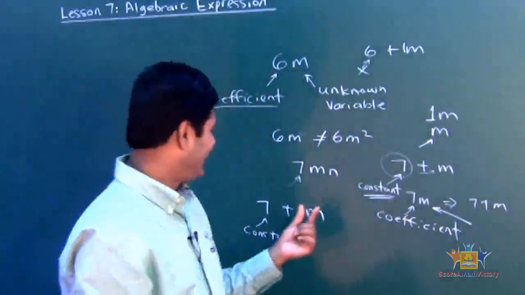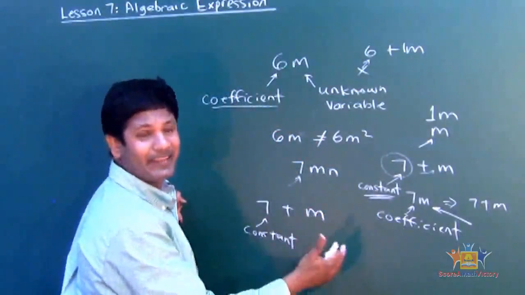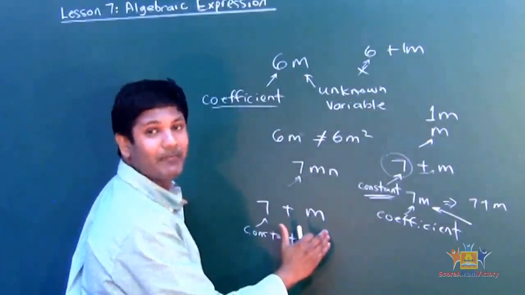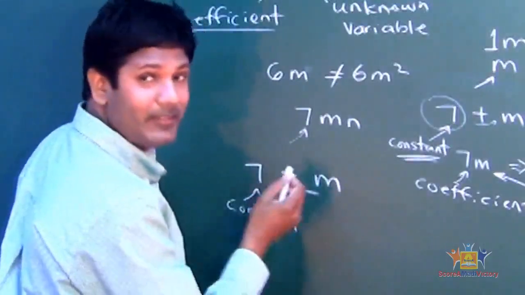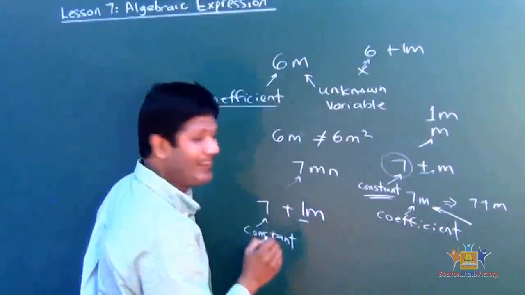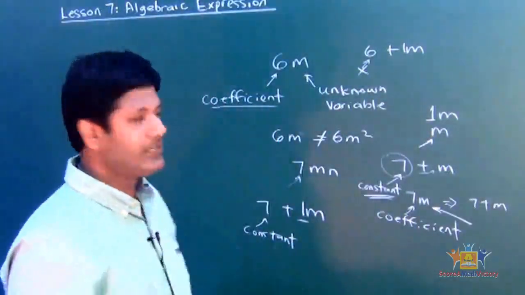And the m is the unknown or variable. It could be anything. It can be any number assigned to m. And what's the coefficient? It's right there. And what is it? Good job. It's 1. But you don't show it. Good. So you understand that part.